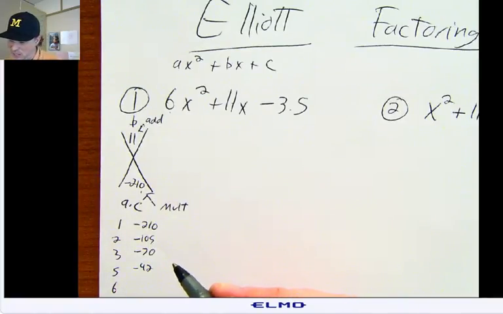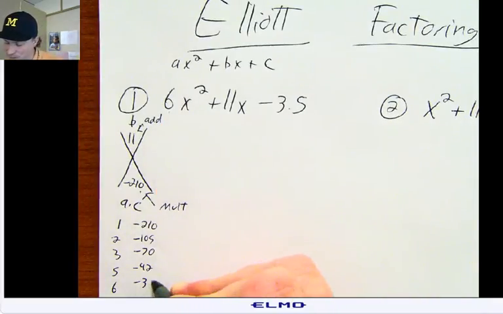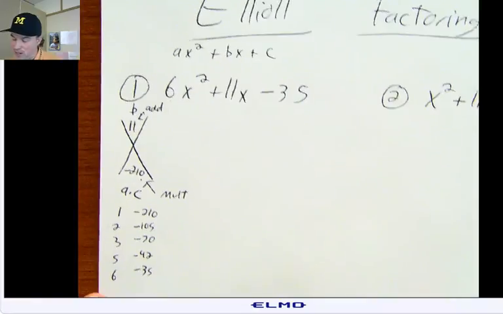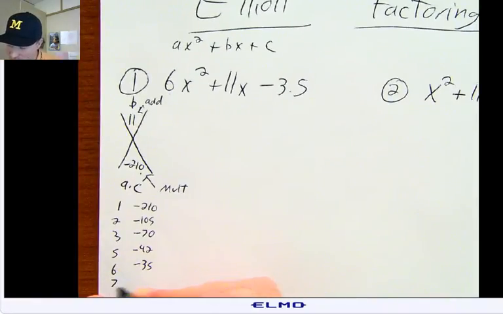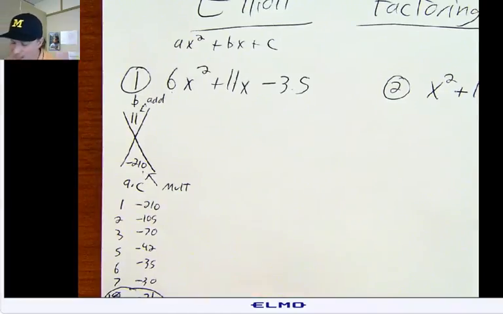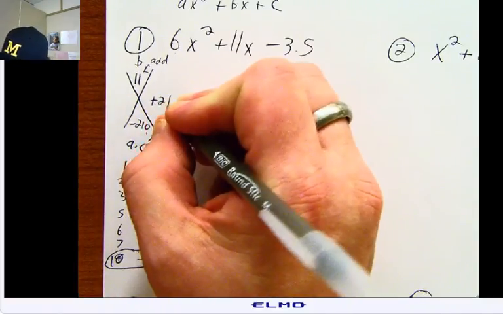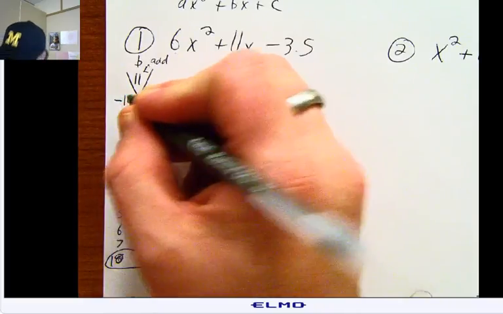6 times negative 35 gave me the negative 210. 7 and negative 38? No. 9, no. 10 and negative 21. Hey! 10 and negative 21, that adds up to negative 11. So I know if I just switch those negatives, it would be the right answer. So positive 21, negative 10.